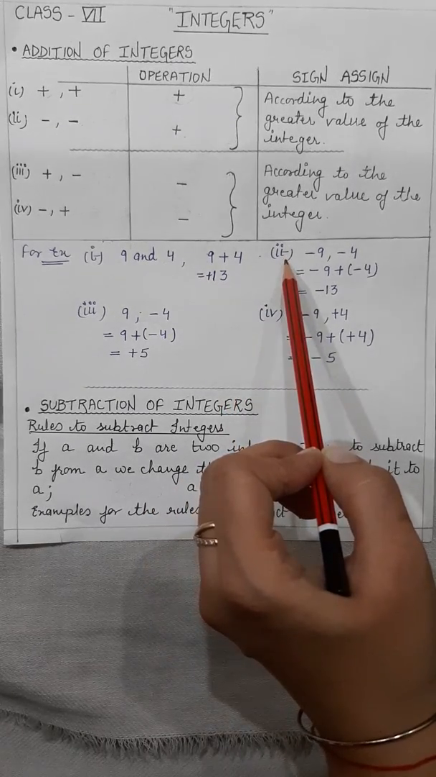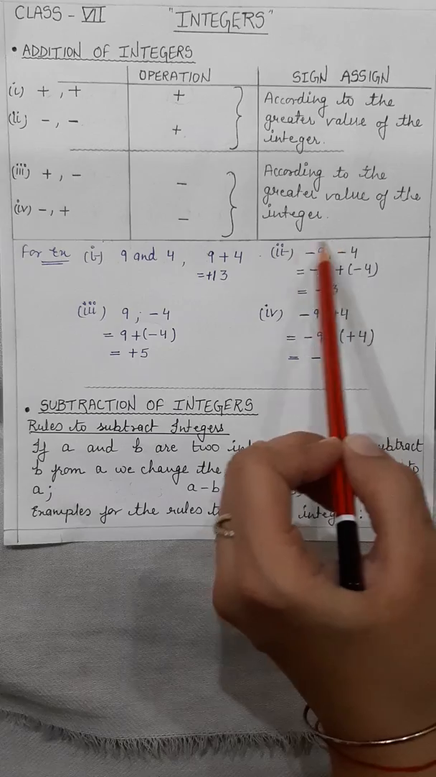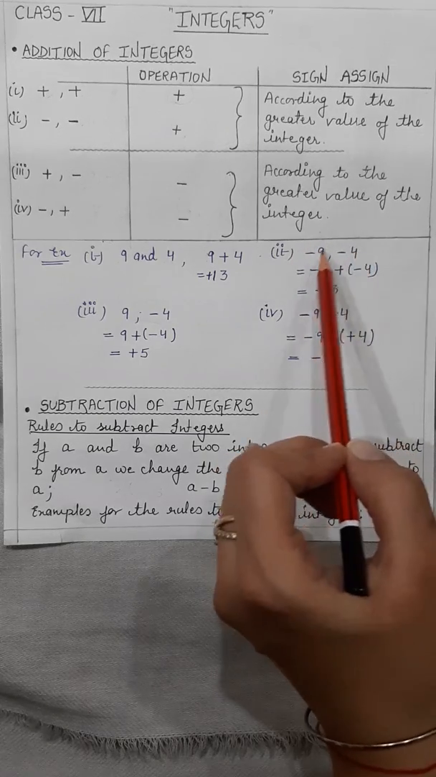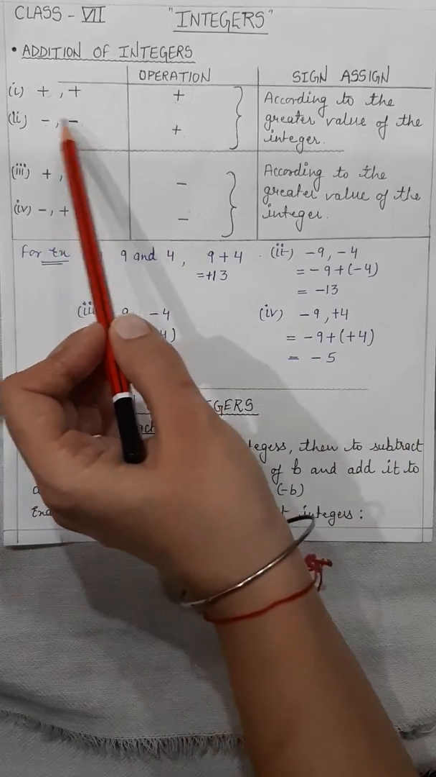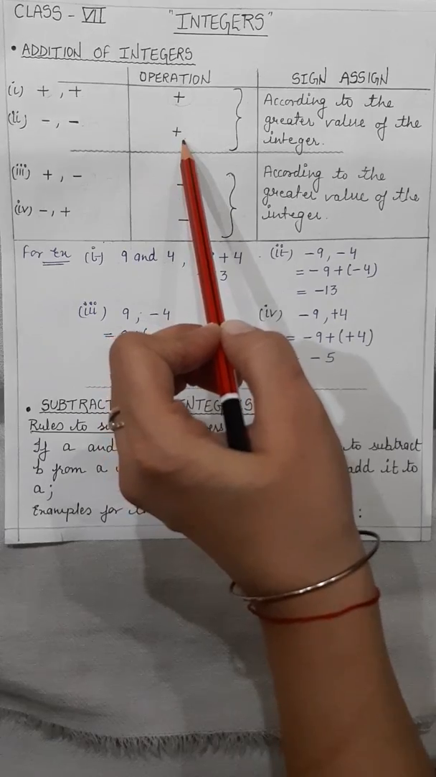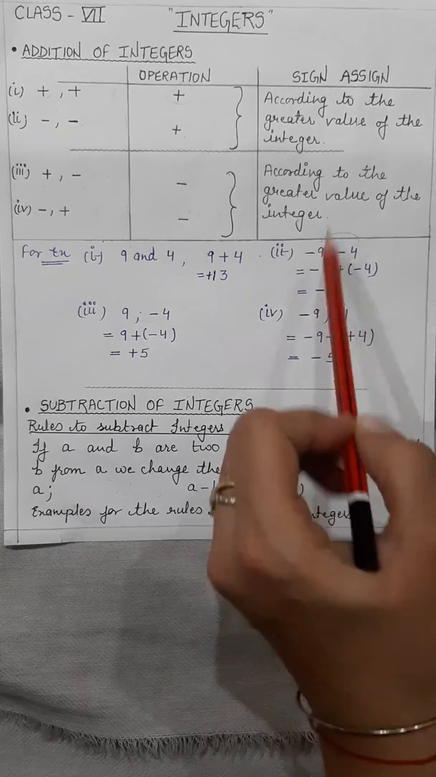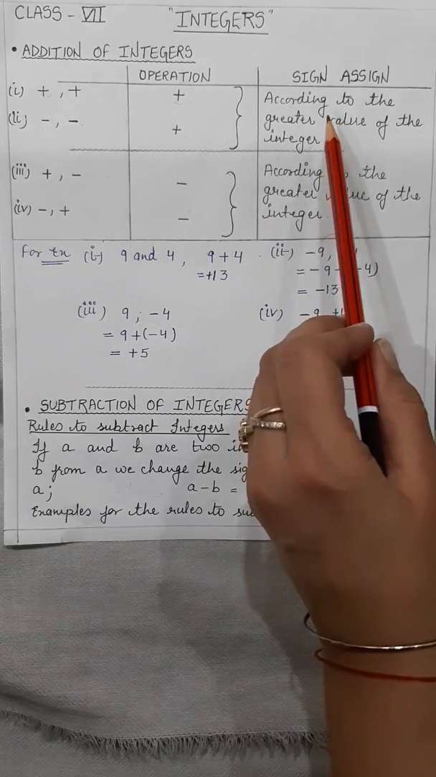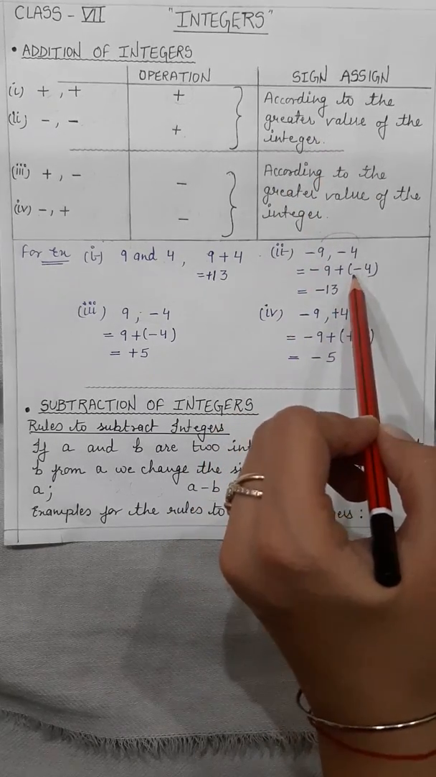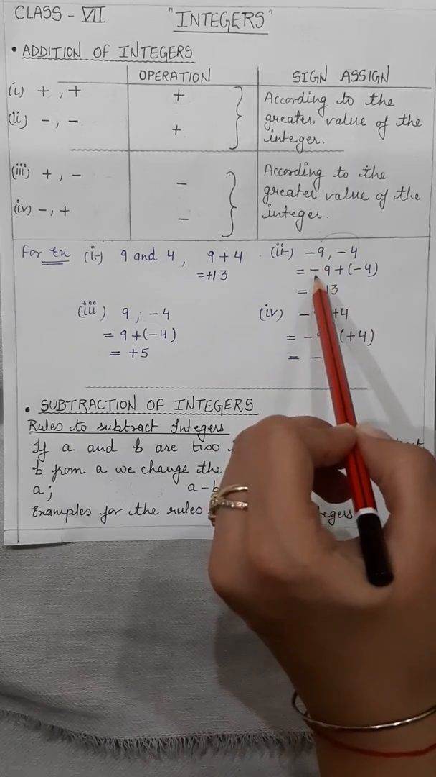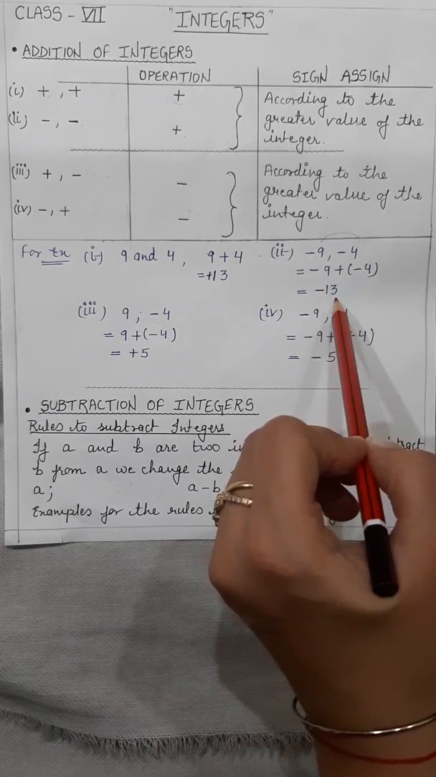Same as in the second part, I have taken the example minus 9 and minus 4. I have taken two integers which you have to add. Both have the same sign. For the same sign, negative sign, the operation should be addition. So you have to add these two numbers only. 9 plus 4 is 13 and then you have to assign the sign according to the greater integer. Which one is greater, 9 or 4? 9. So here, 9 is with negative sign, so our answer will be with negative sign. So answer will be minus 13.